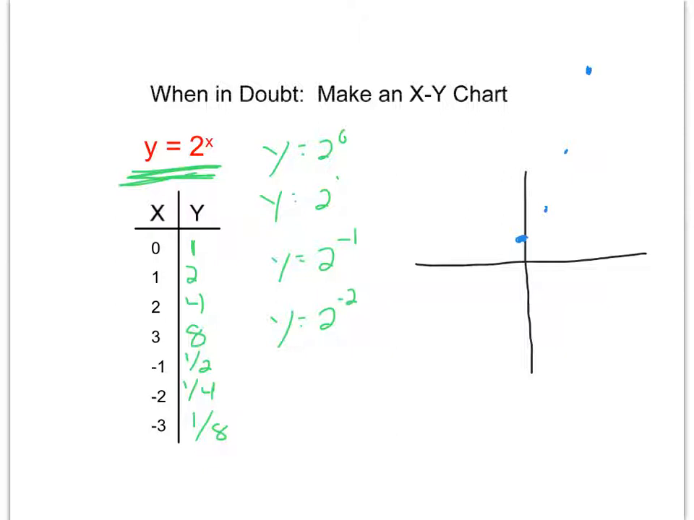When x is negative 1, y is 1/2, that's here. Doing my best here with my marshmallow. And then when x is negative 2, y is 1/4. And when x is negative 3, y is 1/8. That's going to be down here somewhere.